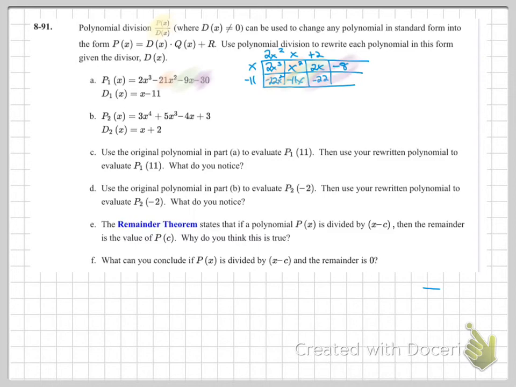So then the answer to A is 2x squared plus x plus 2 minus 8 over x minus 11. Remember, you put your remainder over what you divided by. Then B. I'm going to do B down below.